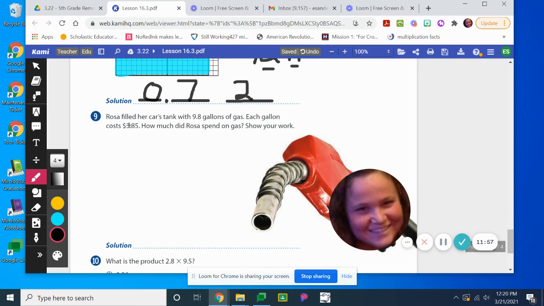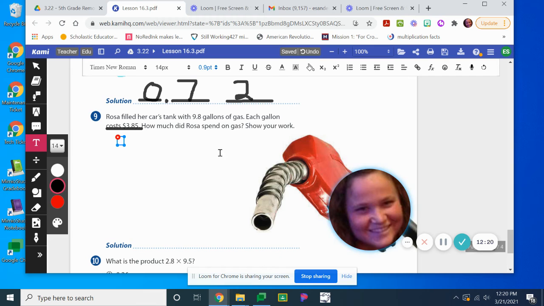All right. Now it says for number 9, Rosa filled her car's tank with 9.8 gallons of gas. Each gallon costs $3.85. How much did Rosa spend on gas? So we are taking $3.85 and multiplying it by 9.8. We're going to do partial products. Are you ready, ladies and gentlemen?